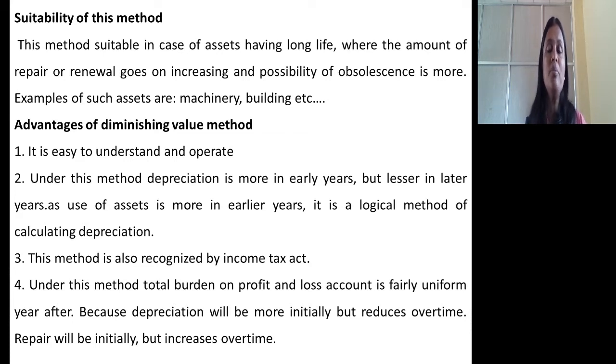Under this method, the total burden on the profit and loss account is fairly uniform, because depreciation will be more initially but reduces over time. Repair will be less initially but increases over time.